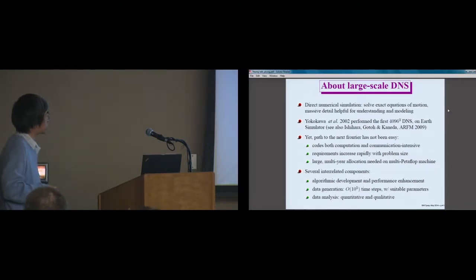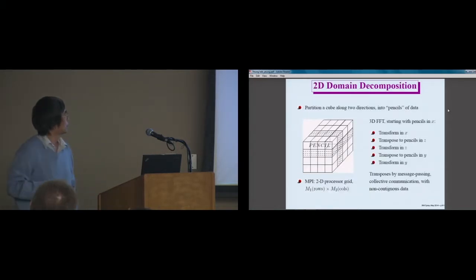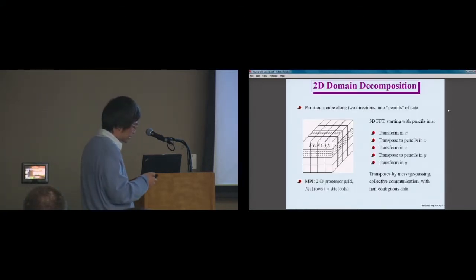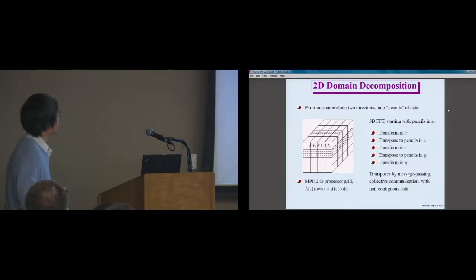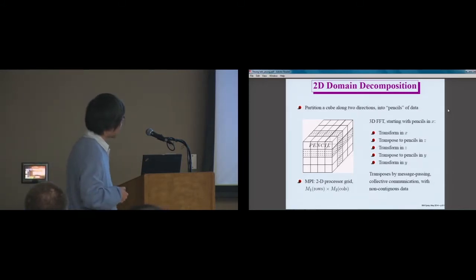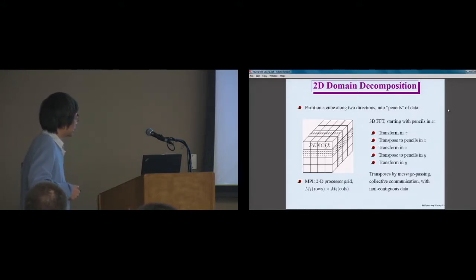The data analysis, we can compute a lot of statistics and also try to visualize the flow relatively efficiently. And here's a very basic idea of how we conduct the simulation. We have a pseudo-spectral method based on Fourier transform. So the main requirement is how we do a three-dimensional Fourier transform. So we have the data schematically in the form of a cube, with periodic boundary conditions, and the way we manage the data is to have a domain decomposition along two directions that allow us to use many processors at the same time.